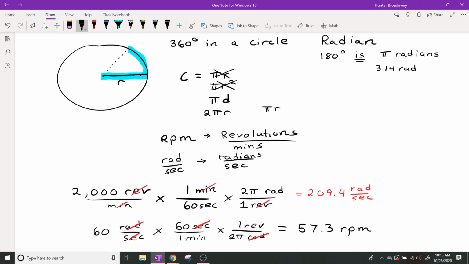And we need our degrees to be in radians. We don't need our degrees to be in degrees. So all answers should be in radians and seconds. This is the KMS system: kilograms, meters, and seconds. Okay?